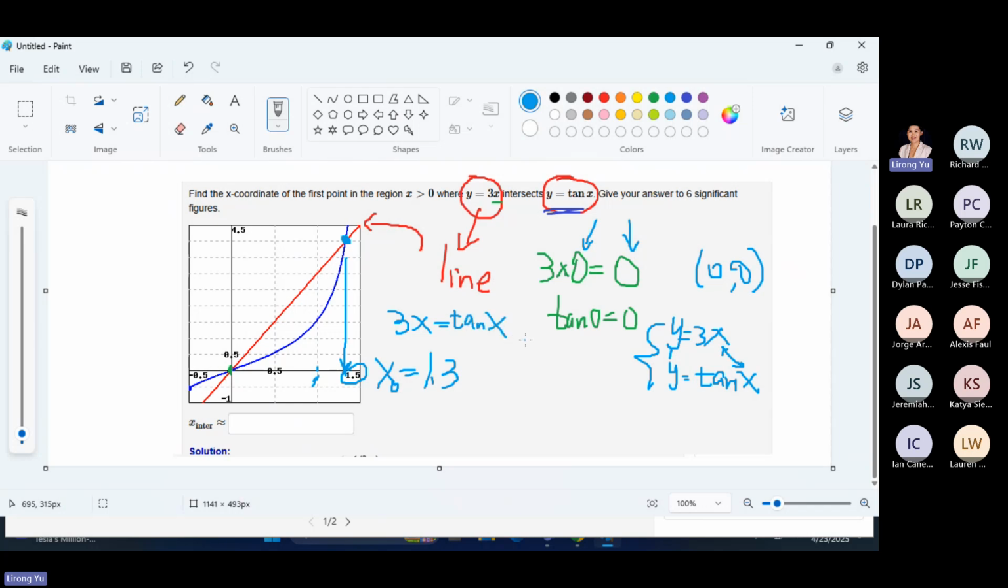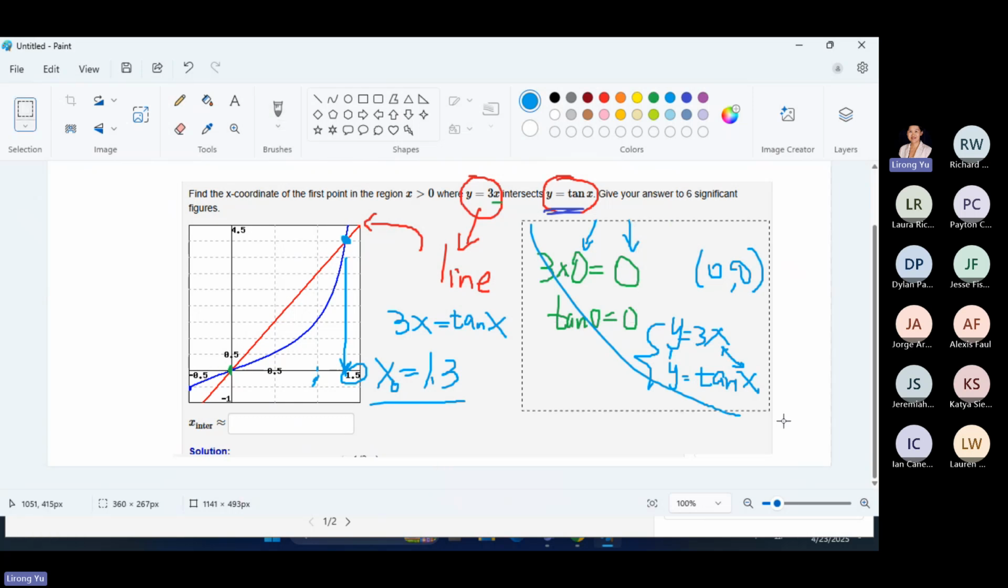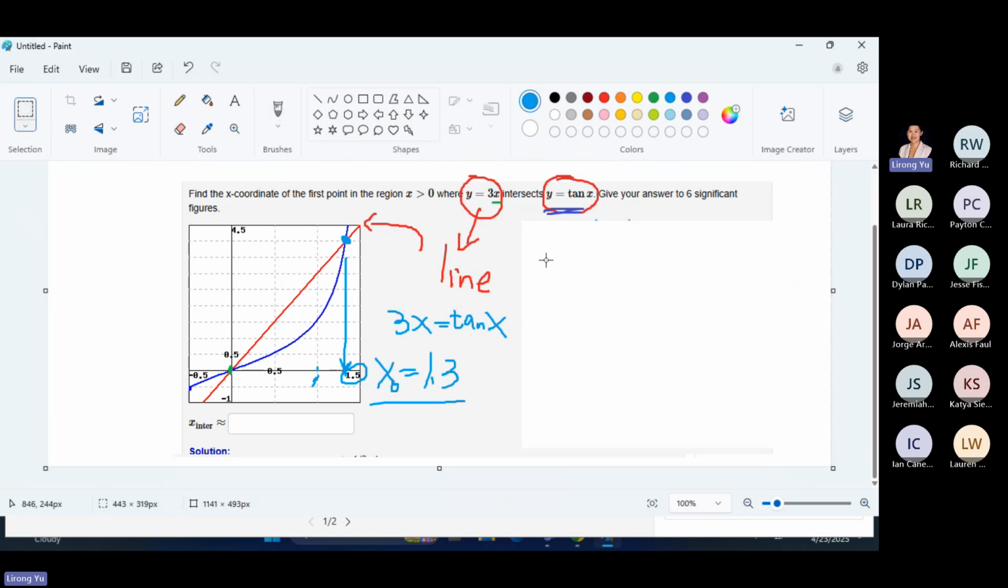If we're applying Newton's method, we have to have the f of x. So realize that solving the intersection involves solving 3x equal to tangent x. You can try plugging in 1.3 to 3x and plugging 1.3 into the tangent. They shouldn't be too different. It should be pretty similar. So now get rid of everything else, and now we're solving this equation: 3x equal to tangent of x.